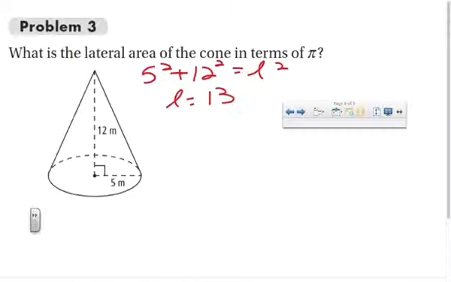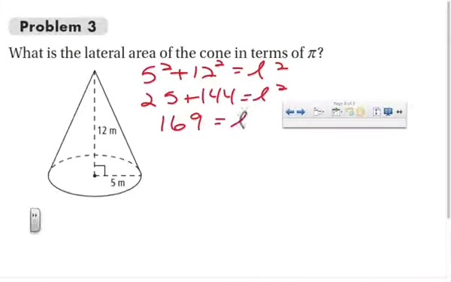Before I go any further, any question, dispute, concern about how to get that 13? Okay. We have 25 plus 144 equals L squared. L squared is 169. The square root of 169 is 13.